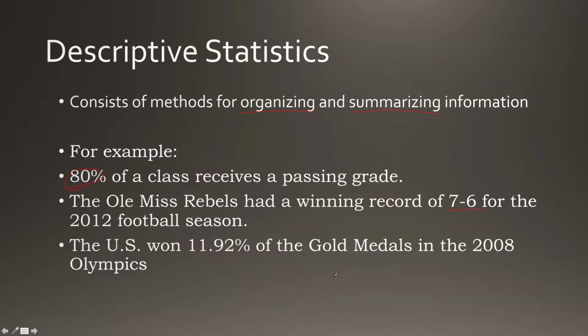The U.S. won 11.92% of the gold medals. That's summarizing, and it's a way of organizing as well. You can organize country by country who won the most based on the percentage of medals they won. So it's another way of organizing data. 80% of the class receives a passing grade. We can use that to organize as well. So descriptive statistics consist of methods for organizing and summarizing information.